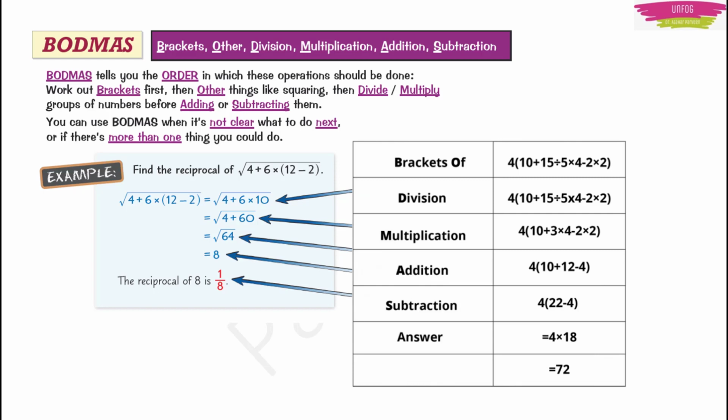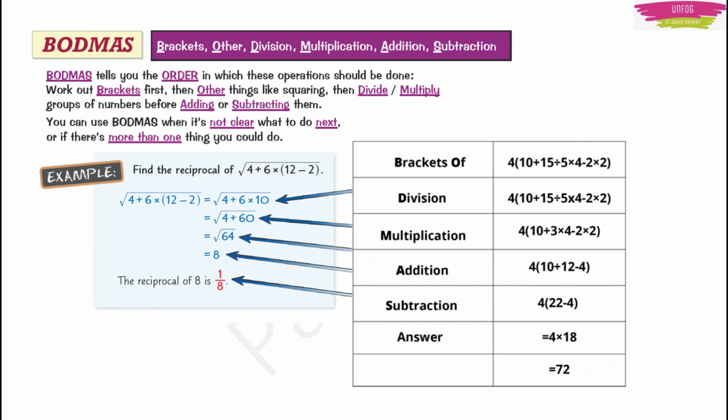See, for example, you have this type of a sum: 4 into within brackets 10 plus 15 divided by 5 into 4 minus 2 into 2. What do you do according to BODMAS? First remove the brackets. For the removal of brackets, you have to do the mathematical operations inside. That's why leave that step. Go to the next step, that is division. See if there is division anywhere. Yes, it is 15 divided by 5. It will be 3.